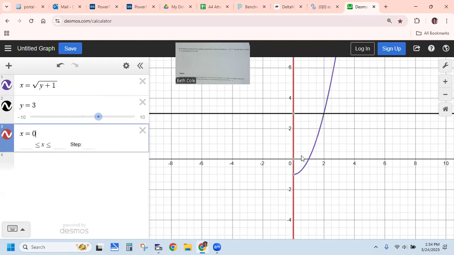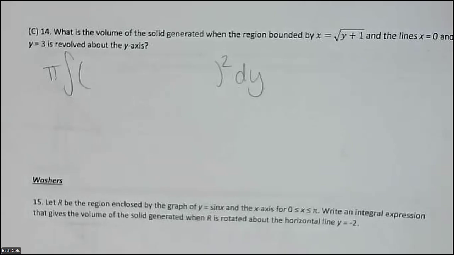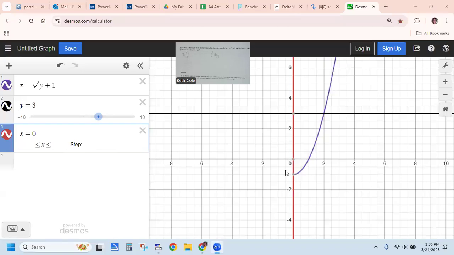So what are we spinning around? Y-axis. All right, so it's going to be pi r squared dy. Just go ahead and set it up blank on your paper. Pi r squared dy. Boundaries are going to be y values. So look at your y-axis. That's going to be from where to where? Yep, -1 to 3.